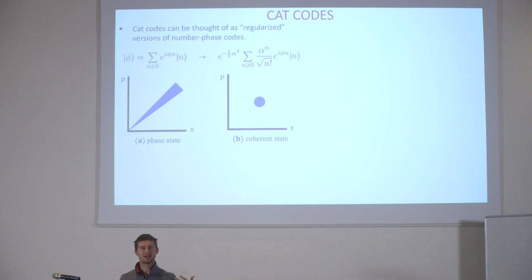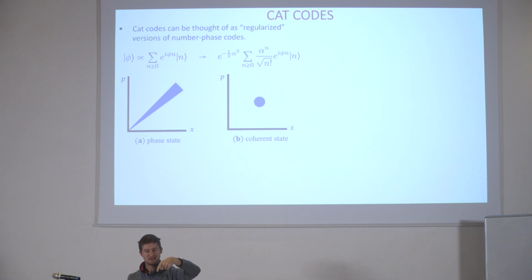We just have a regularized version of the number phase code. What does that mean? It means that this modification has inherited some of the features of the number phase code. First of all, these coherent states are spaced some angular distance apart. As long as the radius is sufficiently large, not so small that you wouldn't be able to resolve them, you're going to have the protections against rotations and angular dephasing that you enjoyed with the number phase codes.